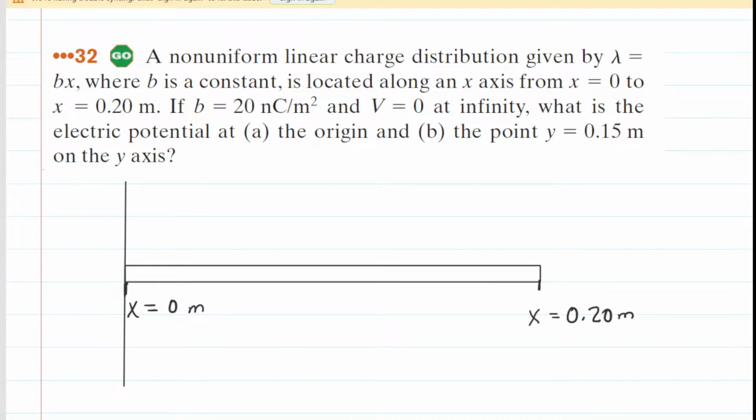In this question, we have ourselves a non-uniform linear charge distribution. What that means is that this rod that's extended across the positive x-axis is charged, but it's charged in a non-uniform manner. For example, at the beginning of the rod, there might be a little bit of charge, but as we extend our way outward, the charge density actually increases.